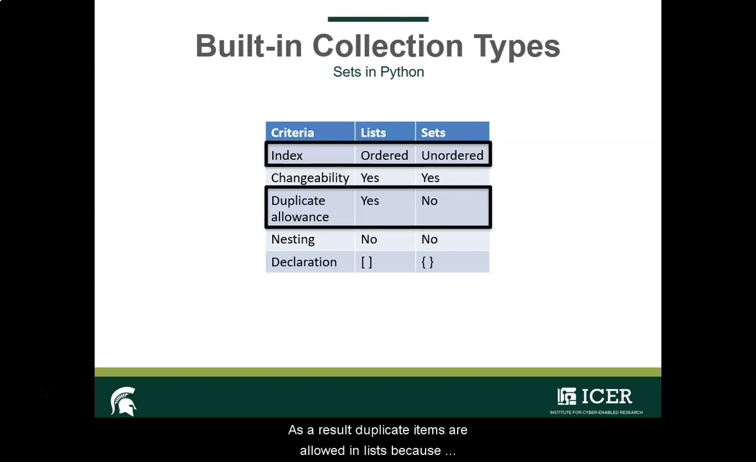As a result, duplicate items are allowed in lists because they can be separated based on their order within the list. However, duplicate items are not allowed in sets because you cannot distinguish them from each other without order.